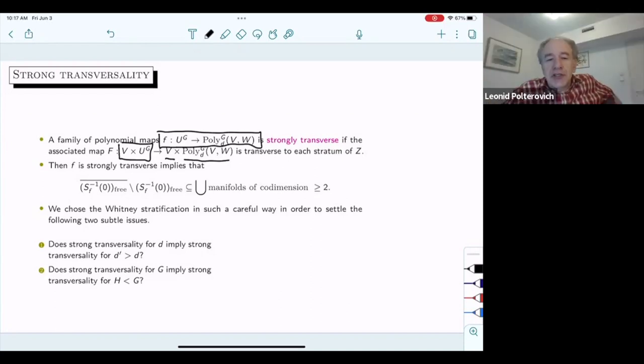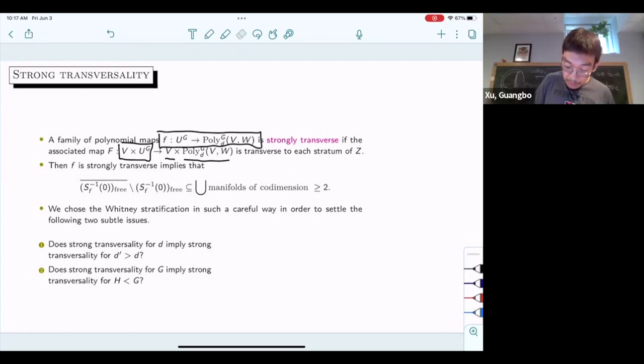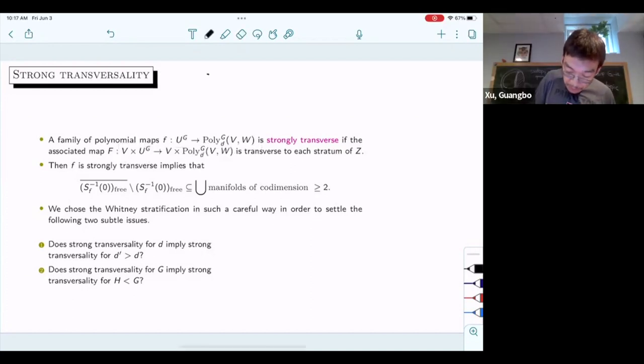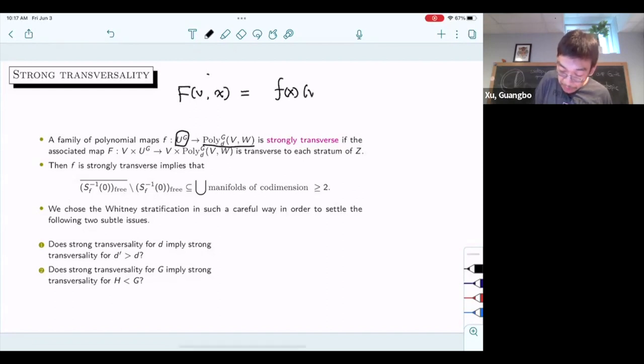Sorry, what is the associated map? Okay, so let me erase here. If you have F, which is a fiber-wise polynomial map, then you can define F(v, x) to be F_x, which is a polynomial map evaluating on V. So F_x is a map from V to W. Or it's like an evaluation map associated to this fiber-wise polynomial map.